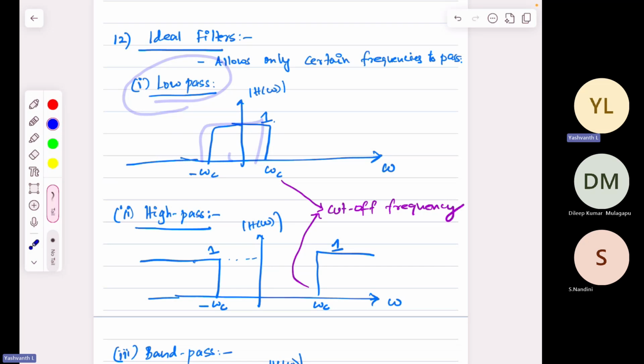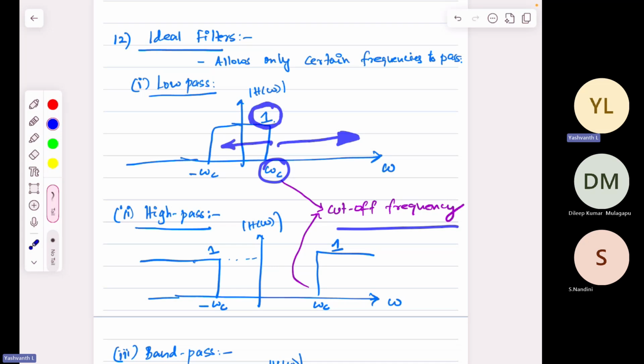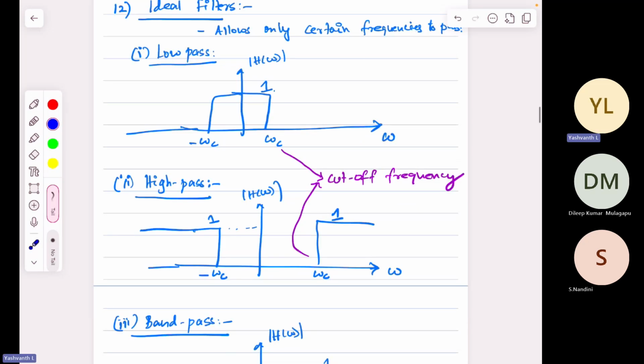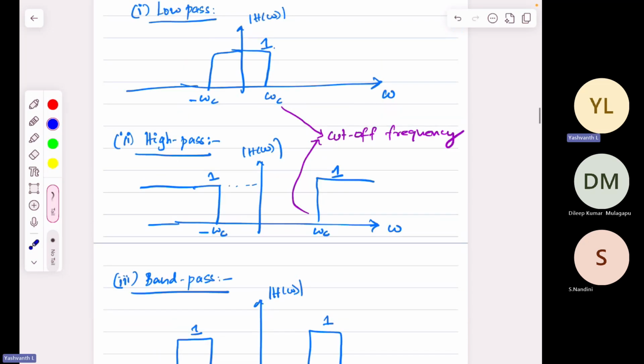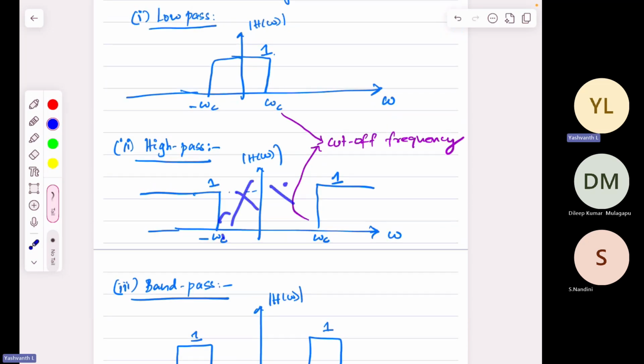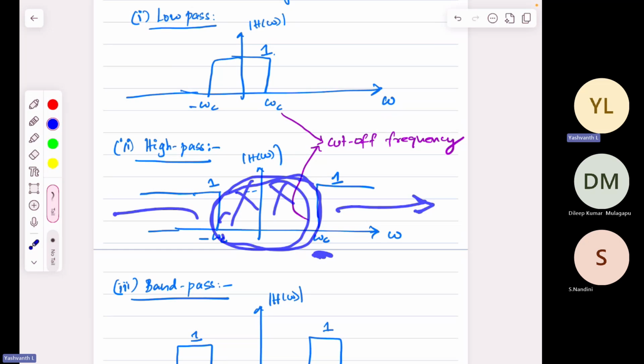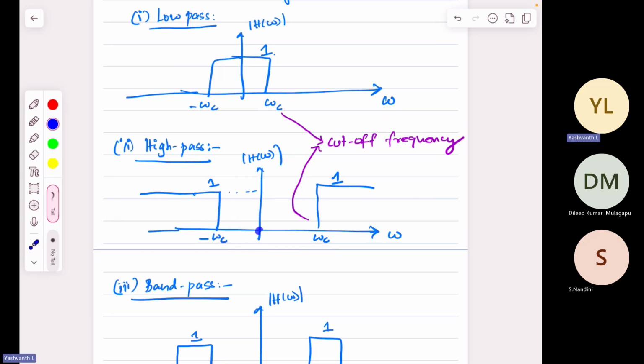So if you look at the frequency response of a low pass filter, it looks like this. This omega c is called the cutoff frequency. Beyond omega c, it will not pass any other frequency, and before omega c, it will pass everything else as is because it is just multiplying by 1. And a high pass filter is the complementary. That is, it will not pass any frequency in the lower range, but it will pass any frequency which is more than omega c or less than minus omega c. Anything around 0, nothing it will pass.